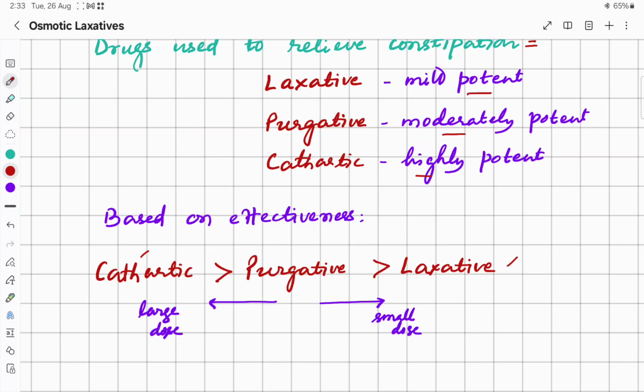Again, in case of a laxative, the stool will be semi-solid, whereas in case of a purgative it will be semi-fluid, and in case of a cathartic it will be fluid.